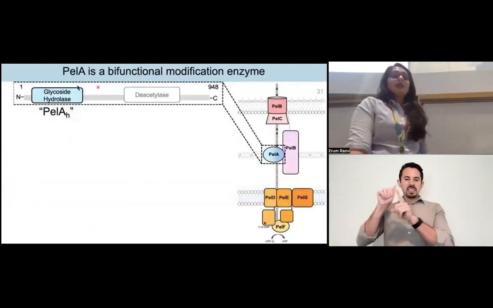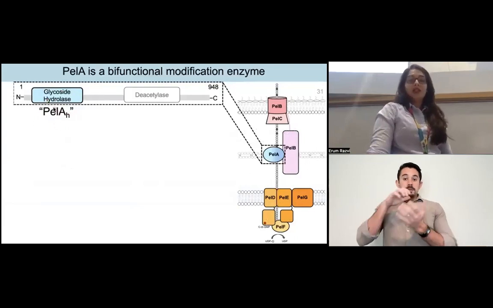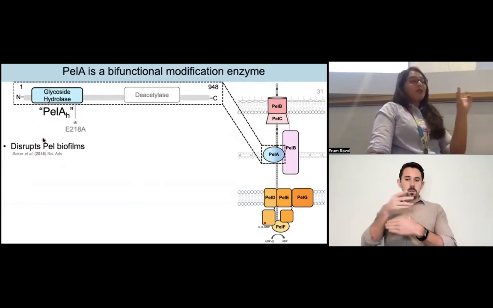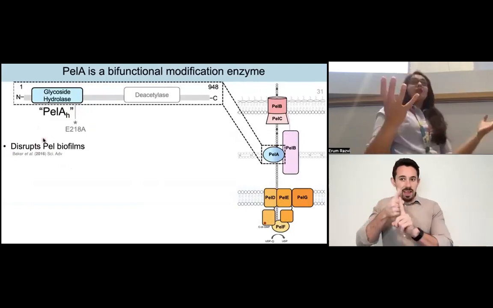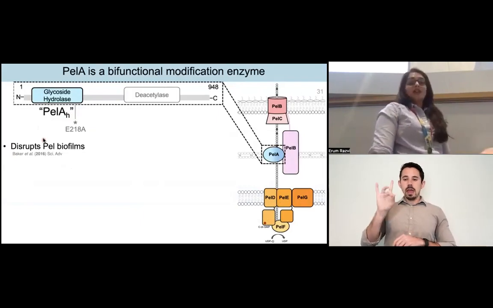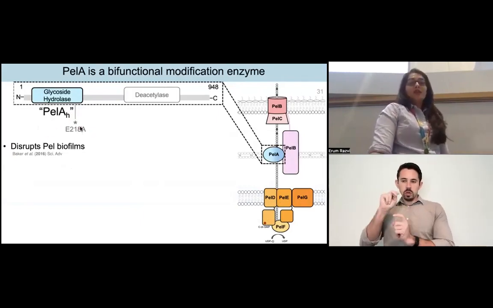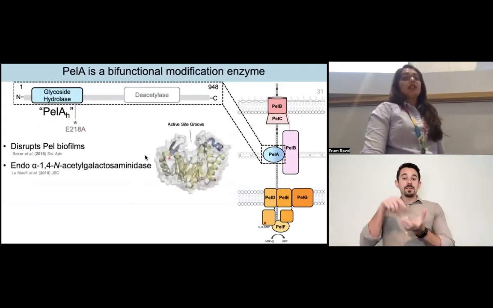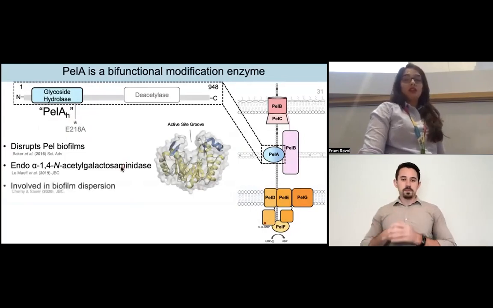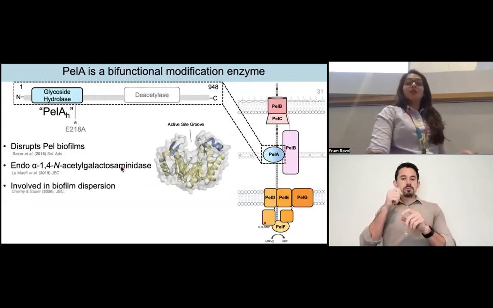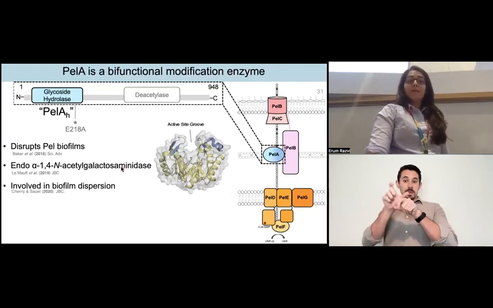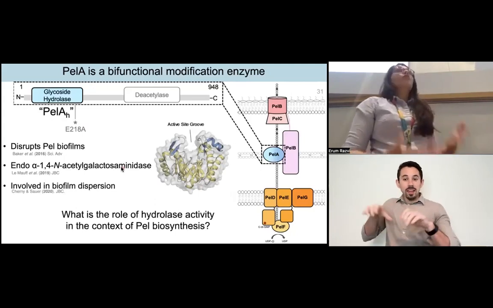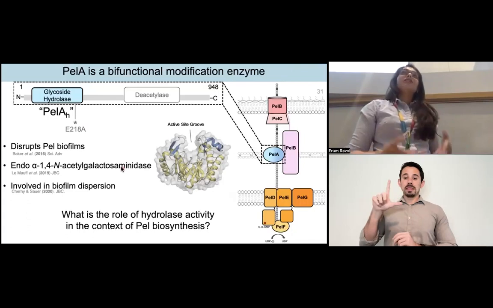Next, we wanted to examine PelA's hydrolase activity. The recombinantly expressed PelA hydrolase domain is able to disrupt Pel biofilms, so that indicates it's active. An E218A catalytic point mutant no longer has this activity. The structure of this domain and specificity is known, and it's established to play a role in biofilm dispersion. What's unknown is what role this activity plays in the context of Pel biosynthesis.